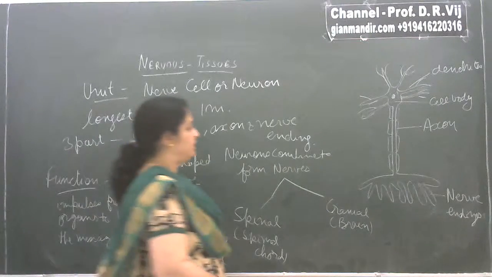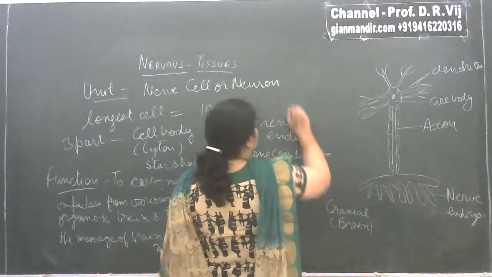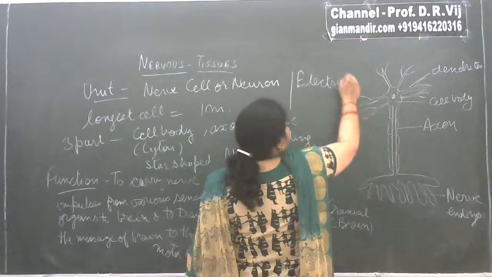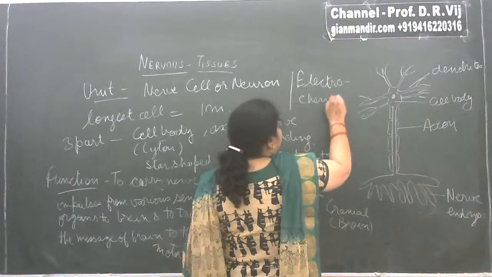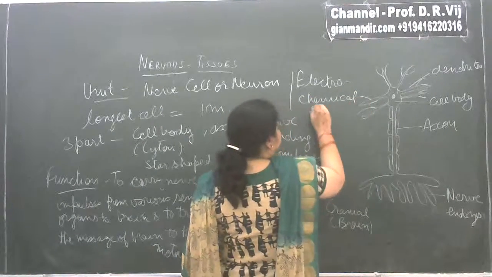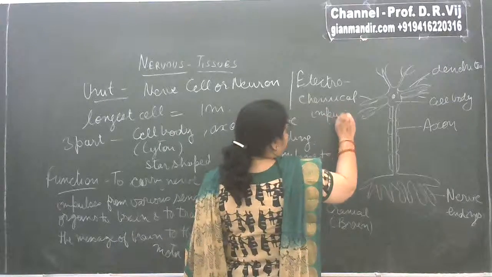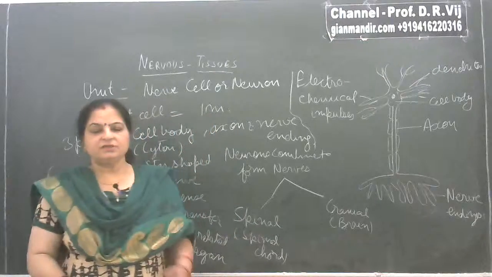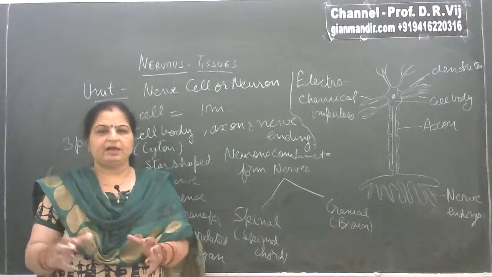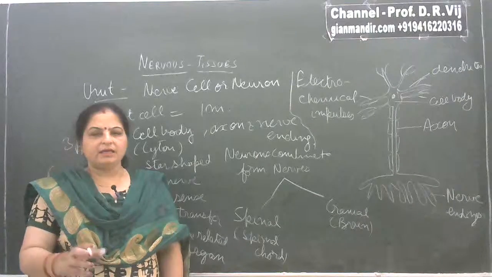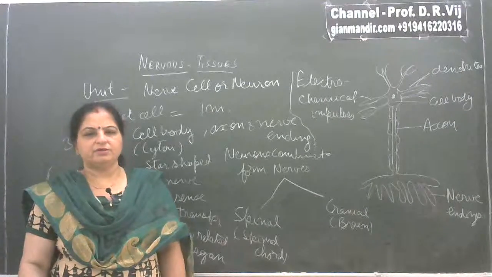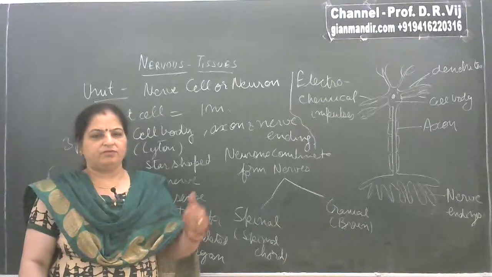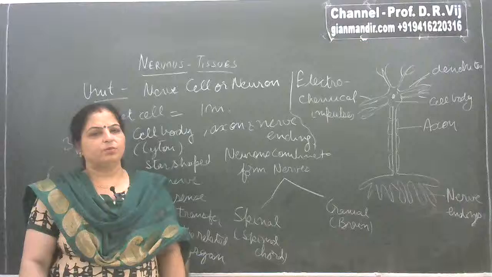And in these nerve cells or neurons, the impulses are carried in the form of electrochemical impulses. So in nerve cells, continuous electrical and chemical processes are going on, and in the form of these processes, the information is sent from one part to another and from the brain to the other parts of the body, right?